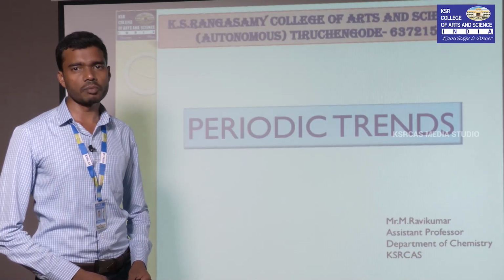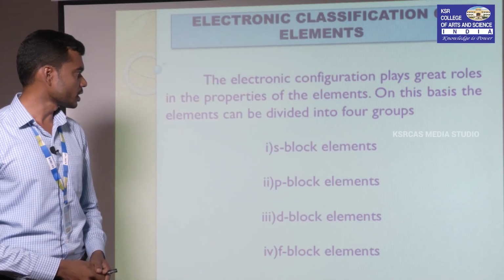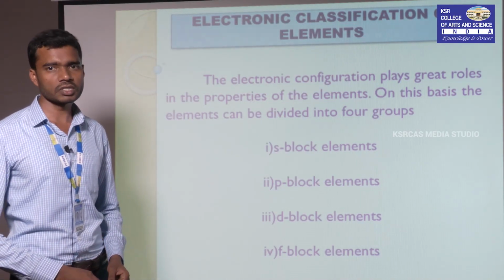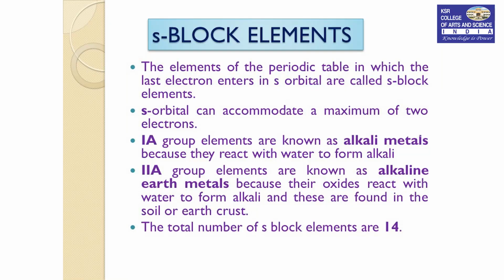Today's video we see the topic about periodic trends. Before that, we are going to discuss electronic configuration of elements. On the basis of electronic configuration, the elements are classified into 4 groups. The first one S block elements, second one P block elements, third one D block elements, and finally F block elements. So the first one, S block elements.